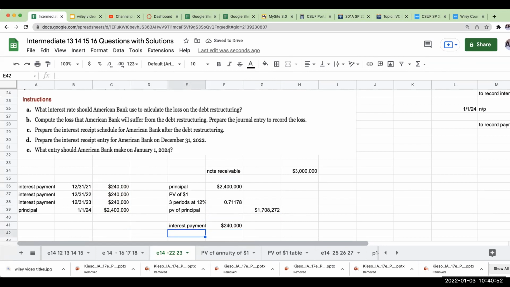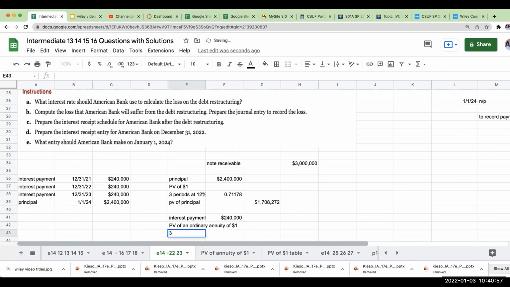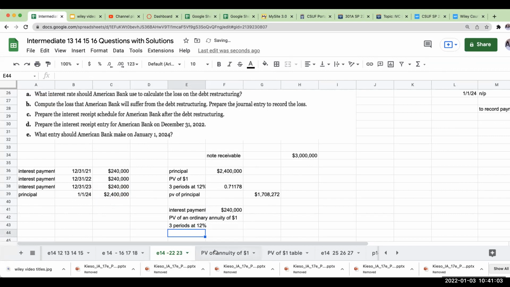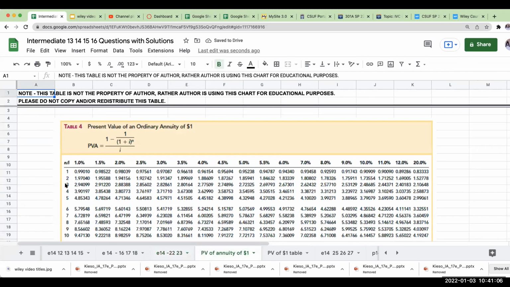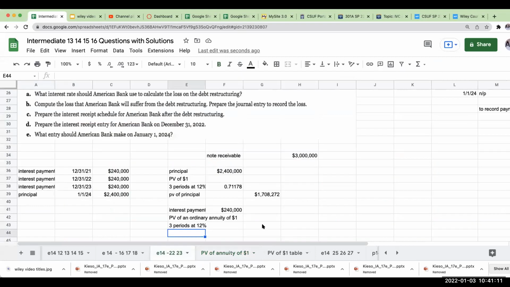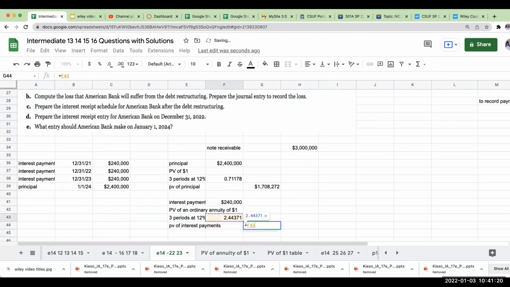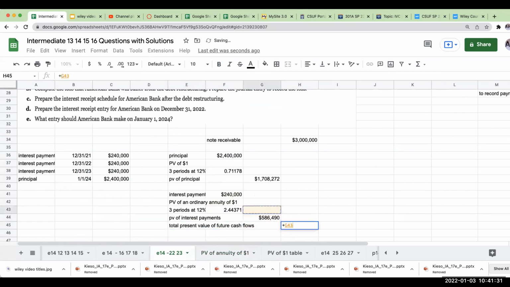I'm going to use the present value of an ordinary annuity of $1. This is going to be 3 periods, the number of times I'm getting interest, at 12%. So I go to my present value of an ordinary annuity of $1 table, 3 periods, 12%, and it is 2.44371. So the present value of the interest payments is going to be 586,490.